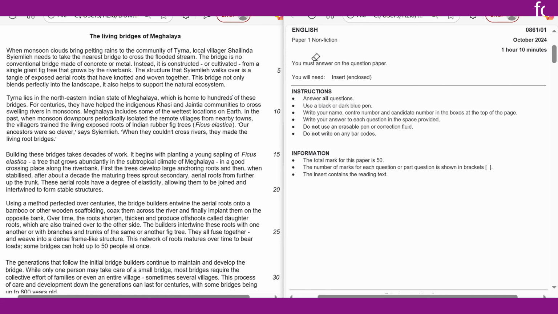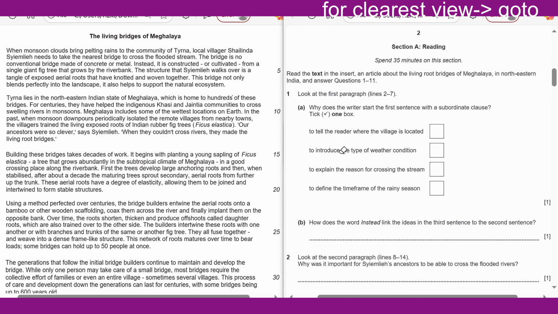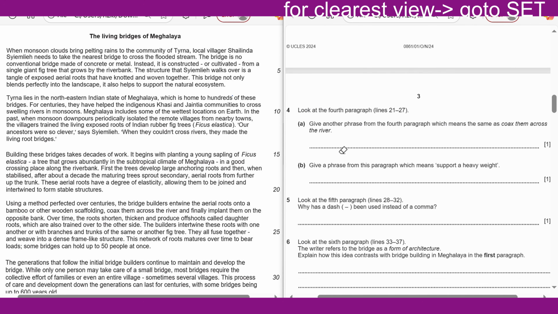Hi guys, today we're going to discuss English Secondary Checkpoint for lower secondary with a past paper code 0861/01 from October 2024. The total duration for this paper is 1 hour 10 minutes. So we use 5 minutes to read the inserts and 30 minutes for Section A for reading and questions 1 to 11, and after that question 12 will be for writing.